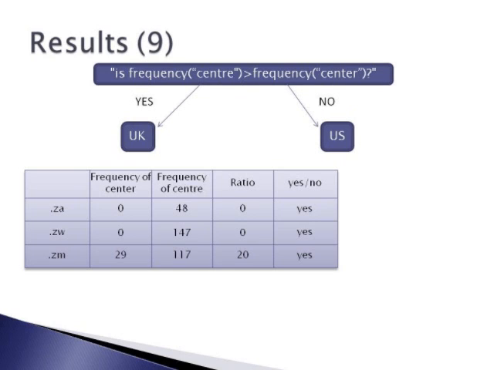This shows the application of the decision tree, is frequency of CENTRE more than the frequency of CENTER? This table shows that with South Africa, Zimbabwe and Zambia, they all answered yes, as they do have a higher frequency of the spelling CENTRE than CENTER, and so according to this decision procedure, they all prefer UK spelling.